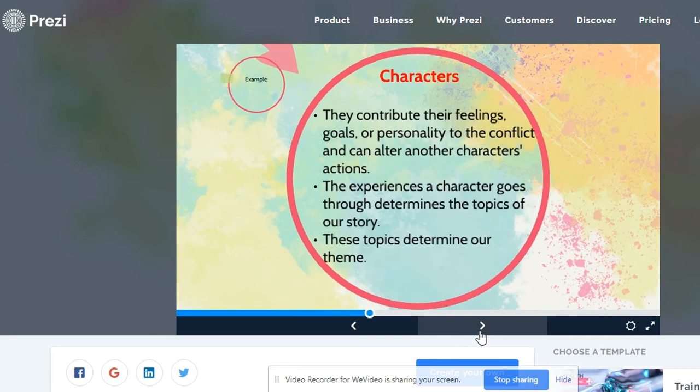So how do we develop the theme in a story? Well, one of the things that develops the theme in a story is the characters. They contribute their feelings, goals, or personality to the conflict and can alter another character's actions. Does that sound familiar to anybody? Where the character's personality and how they affect other characters. Does that sound familiar? What's it remind you of?